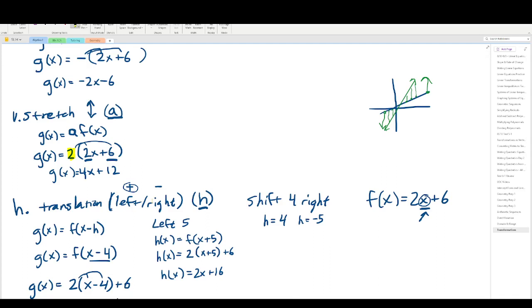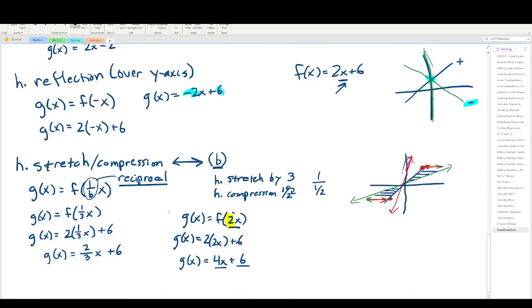Whereas if we have a fraction, either a vertical compression or a horizontal stretch, like we did in this example, our graph gets flatter. The slope decreases and it flattens out toward being horizontal.